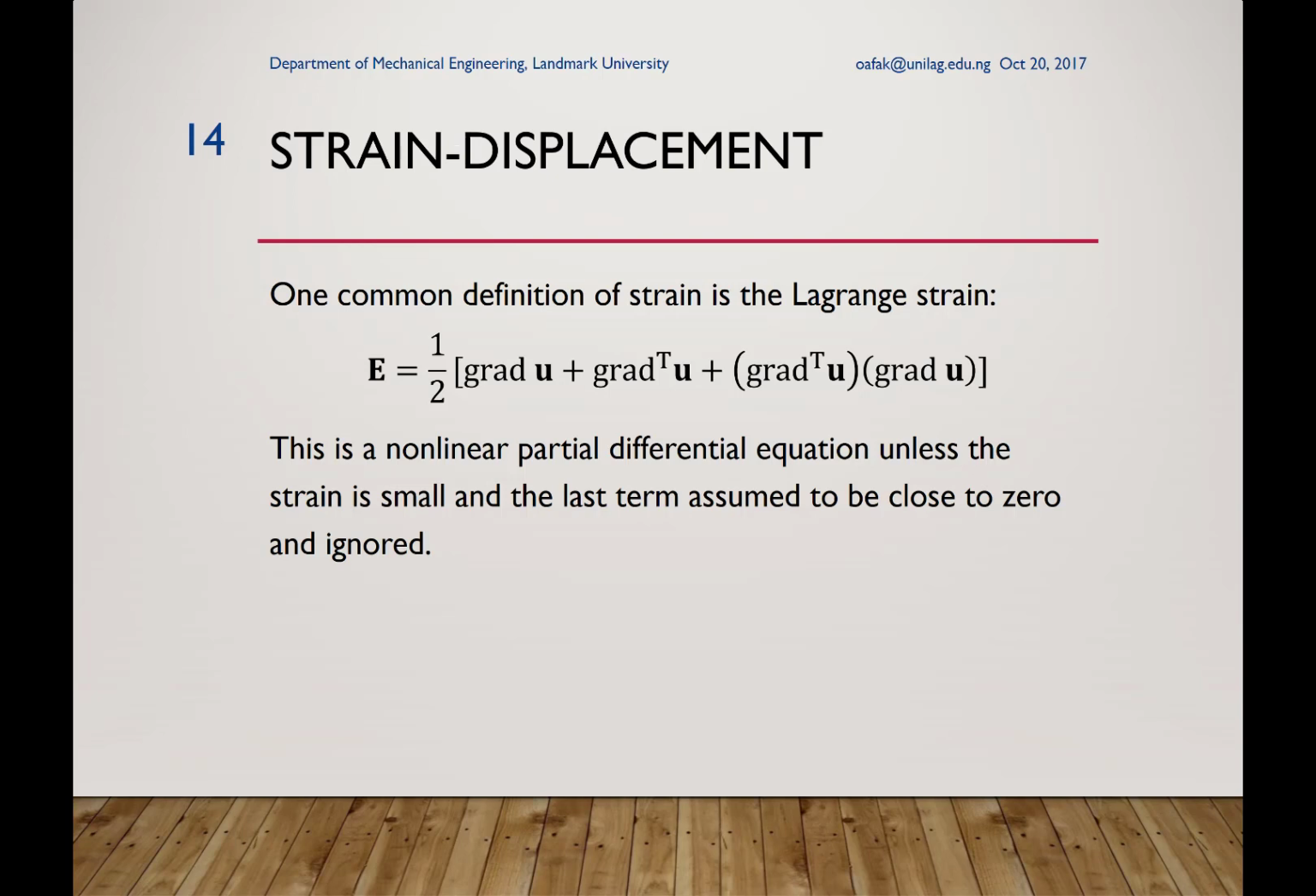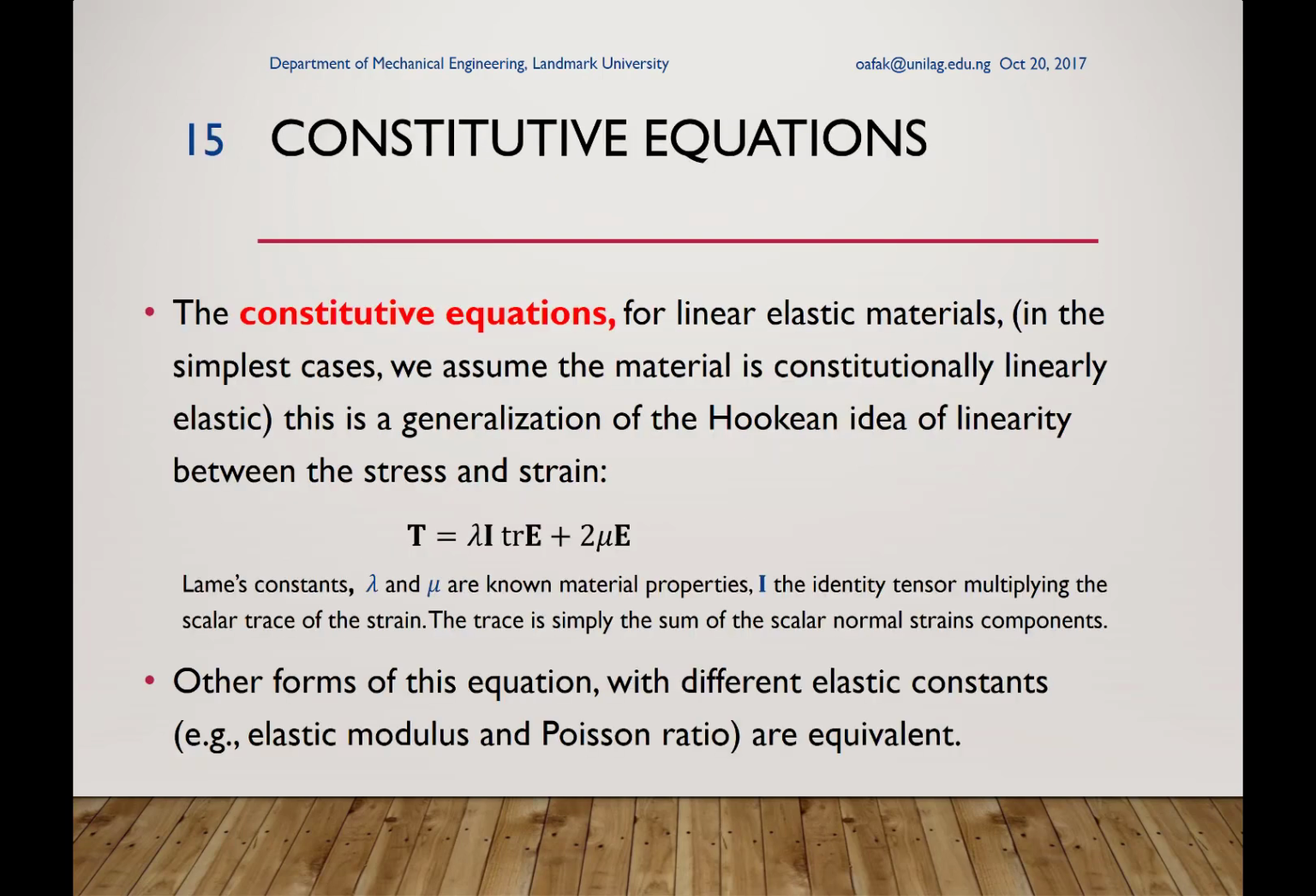The next equation of interest to us among the governing equations is the definition of the Lagrangian strain and the relationship to the displacement. It states that E is equal to half of grad U plus the transpose of grad U plus the product of the transpose of grad U and grad U itself. This is a nonlinear partial differential equation unless the strain is small and the last term is assumed to be close to 0.